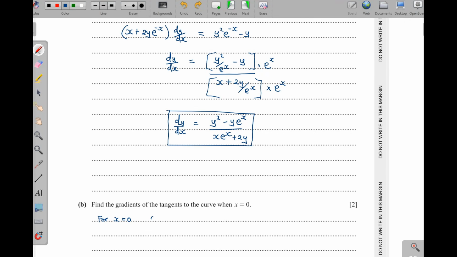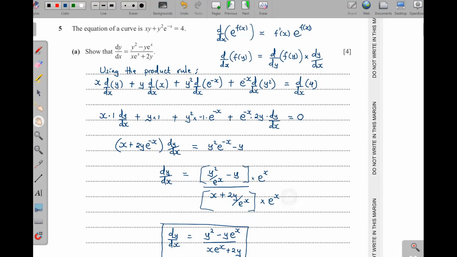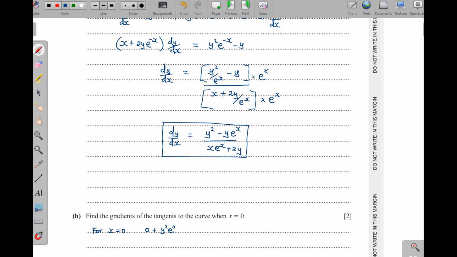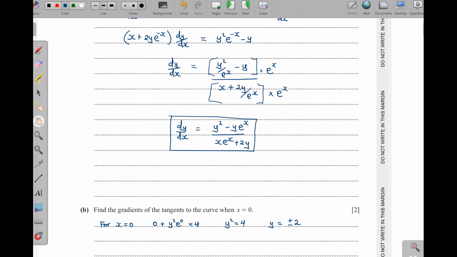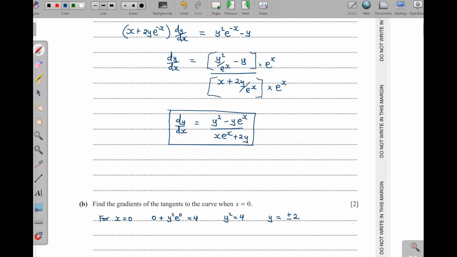So we shall have 0, then plus y squared, and then e power 0, not so? Then is equal to what? To 4. So that means we have y squared, which is equal to 4. When you take the square root, then that means y is going to be equal to plus or minus 2.